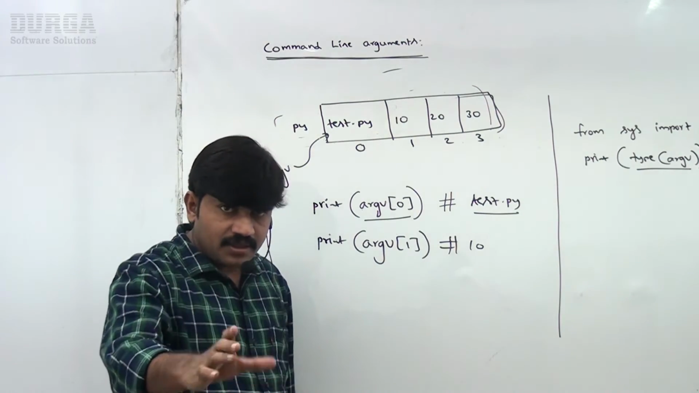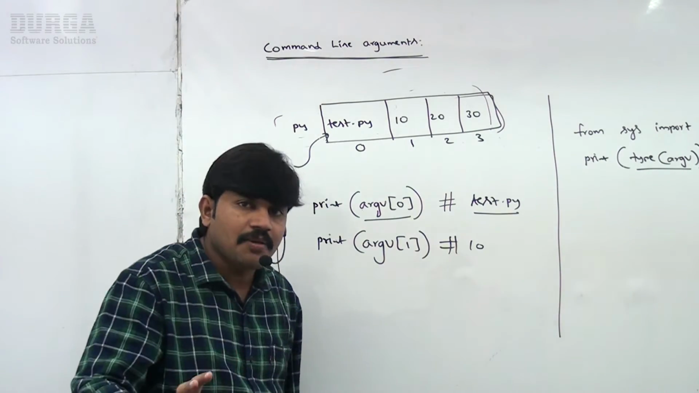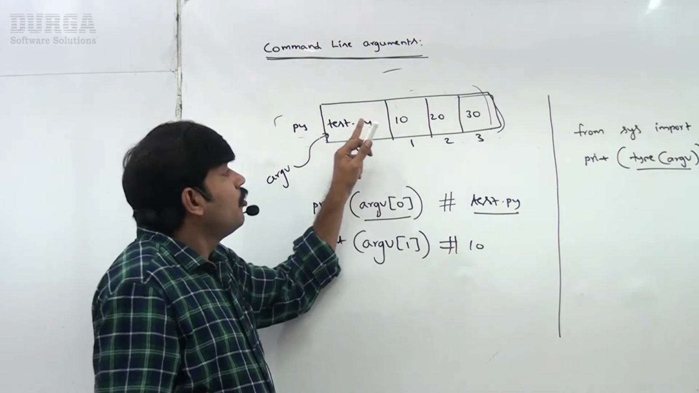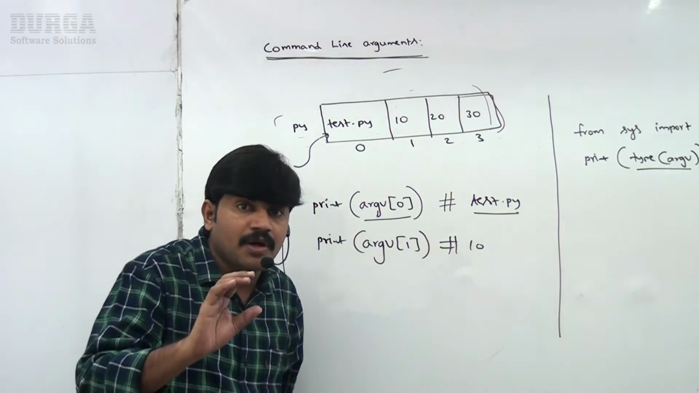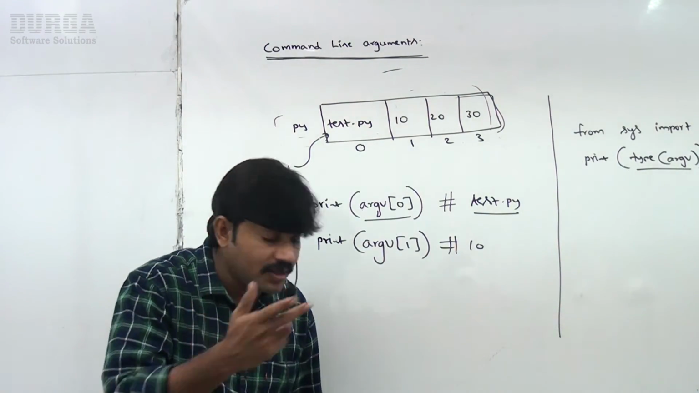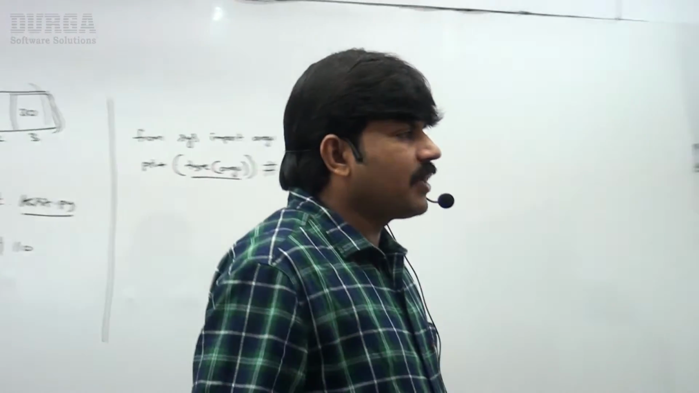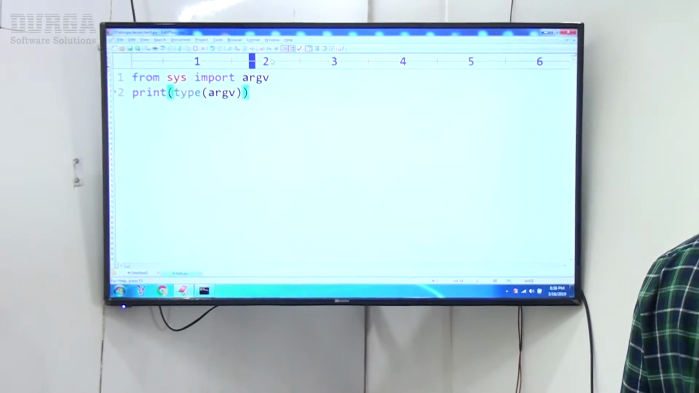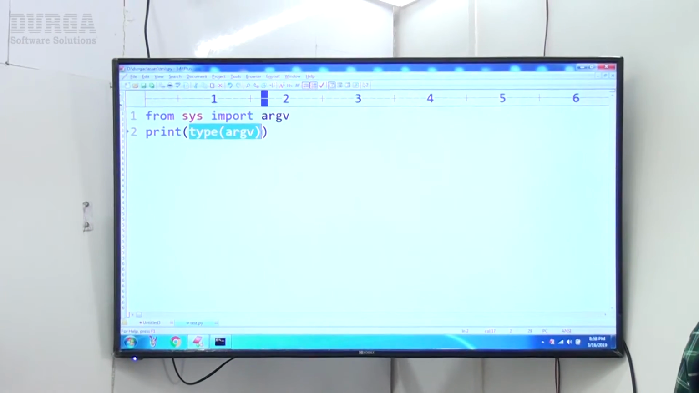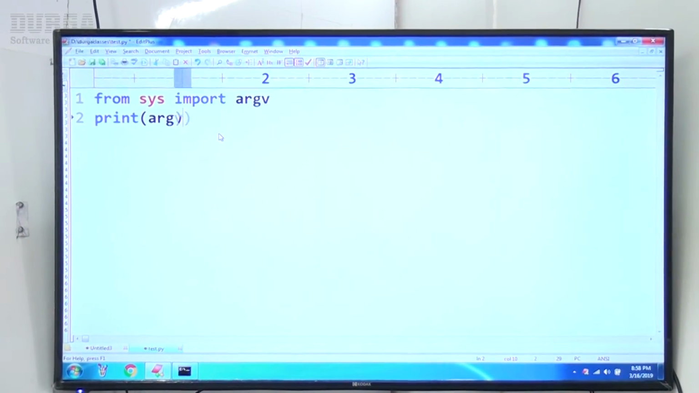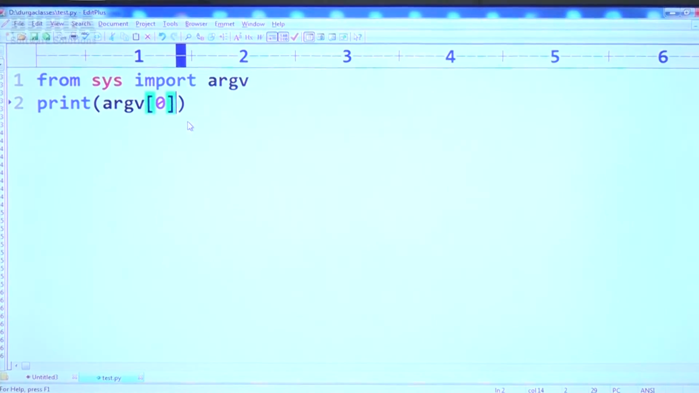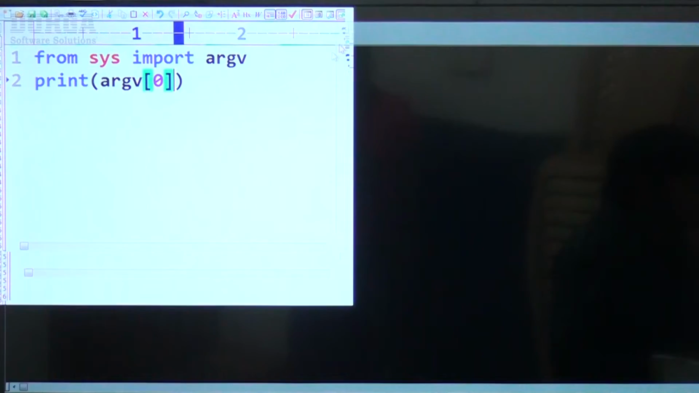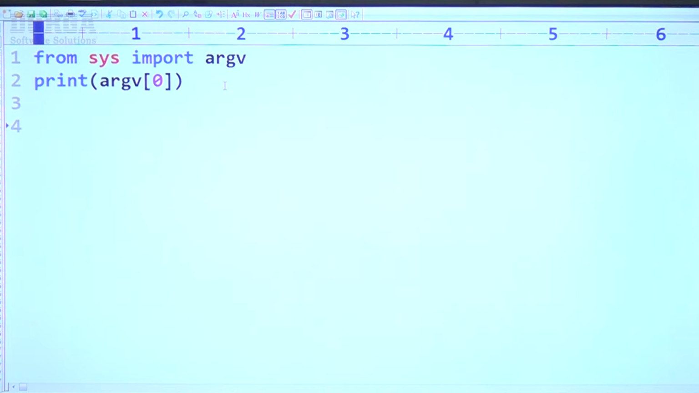argv is the list. In that list, the first element is not the first command line argument. The first element is the name of the file. Where is the proof for that? Have a look once, sir. I'm trying to print the first element, argv of 0. Now let me execute this code. Observe how you can execute: py tester.py, next 10, 20, 30.